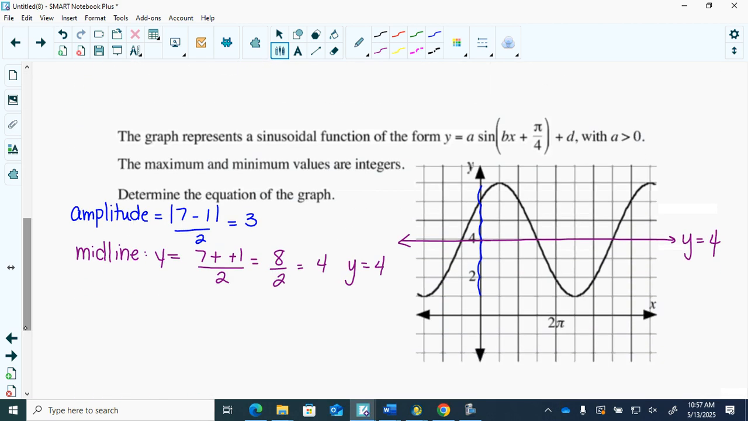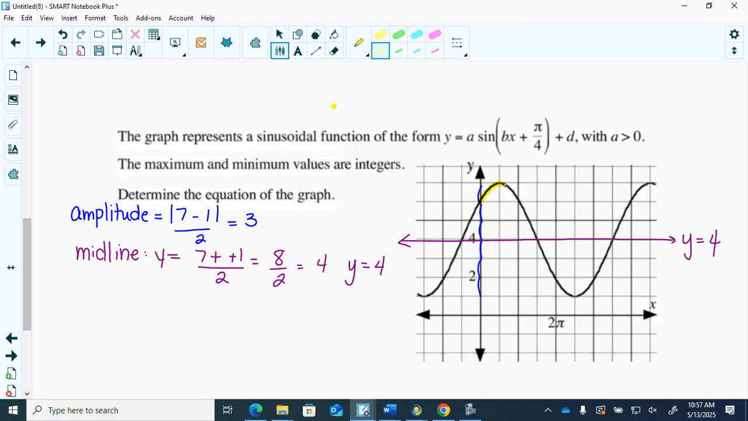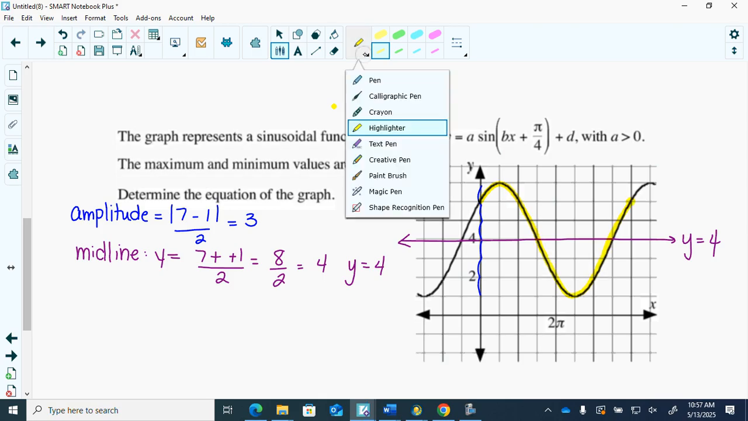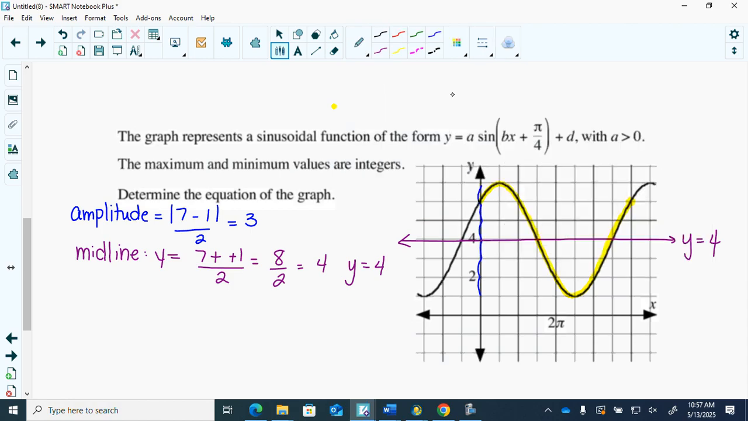And then this one, you go past the max, past the min, back up to that height, and let's check this out. It is 1, 2, 3, 4 gets me 2 pi. 5, 6, 7, 8 gets me what? Another 2 pi. So what would this one be? 4 pi.